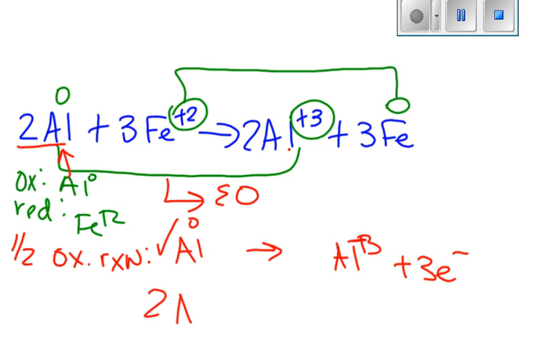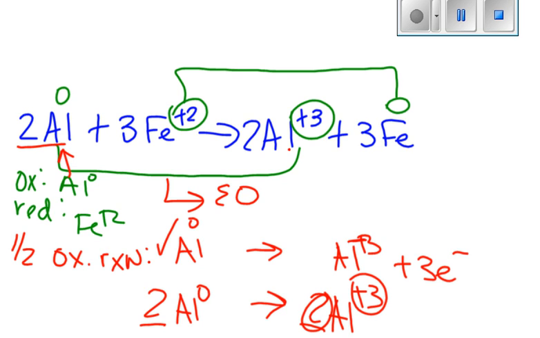So 2Al0 goes to 2Al+3. Are we balanced in terms of mass? 2 aluminum, 2 aluminum. Yes, we are. What about charge? I have 2 times 3 is +6. So how many electrons do I need? 6. Because positive 6 minus 6 equals 0. If my charge on the right, or the product side, is 0, the charge on the reactant side has to be 0 as well. So we're good. Okay, so let's look at the reduction half reaction now.